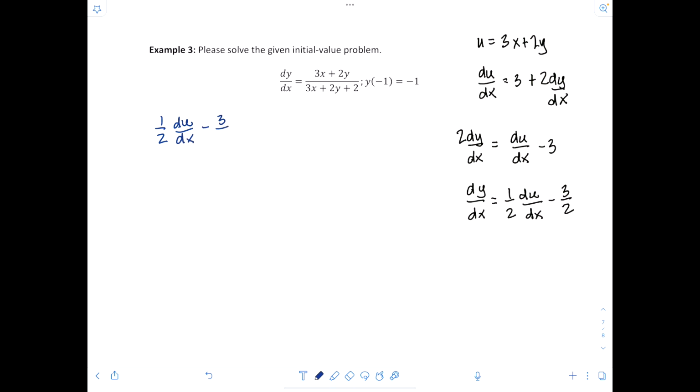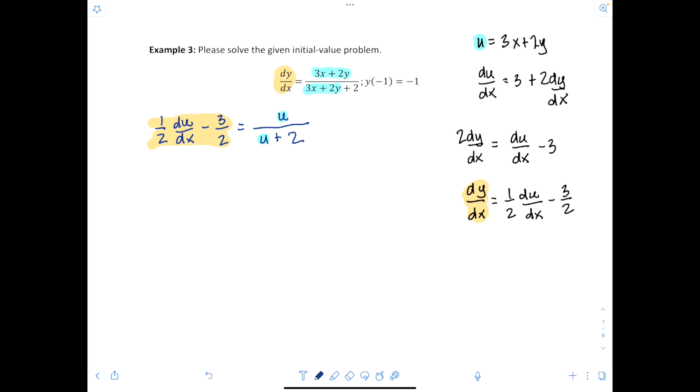minus 3/2 equals, making our substitutions, u was equal to 3x plus 2y, and then we would have u plus 2. So u was 3x plus 2y from over here, and then our dy/dx, rather, was all of this stuff, which is on the left. Groovy? All right, now we've got things in terms of du/dx, so simplifying, let's see what we have.